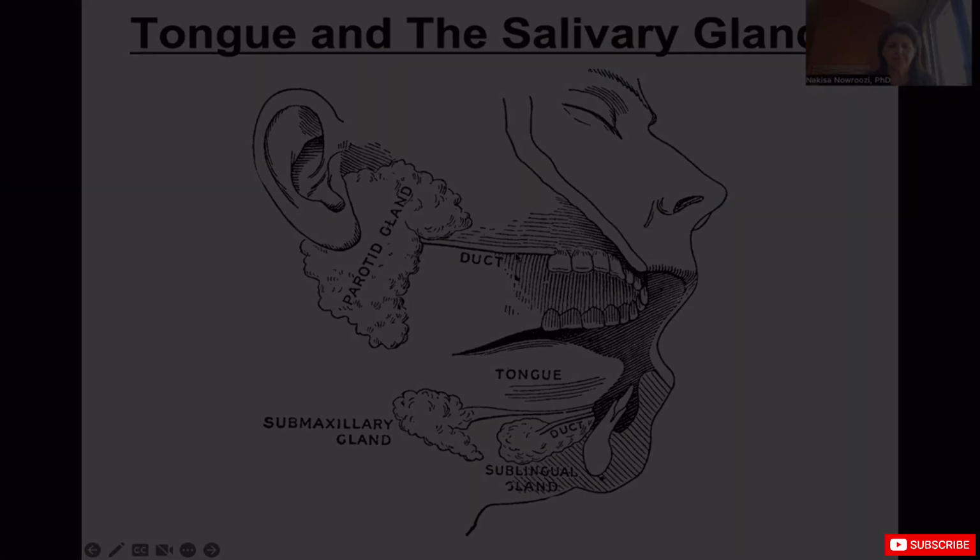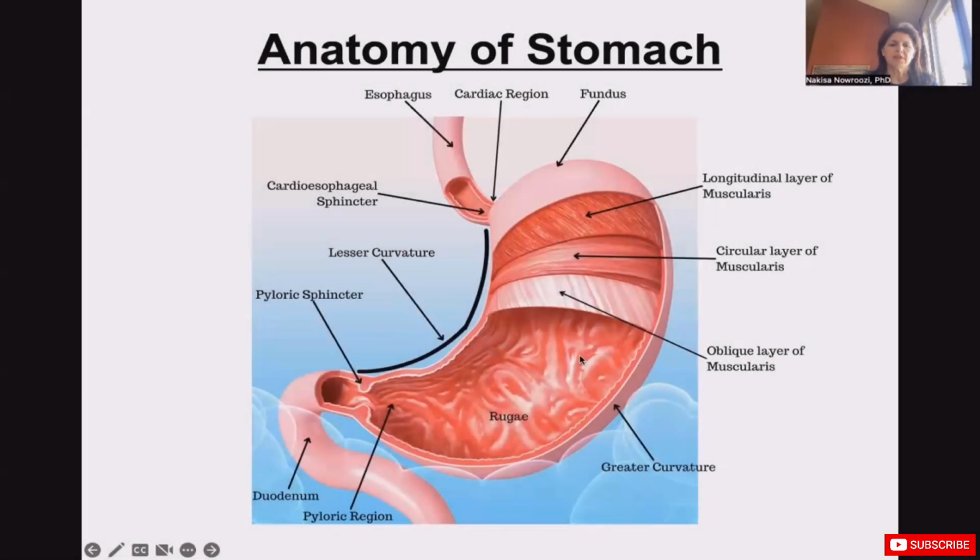Okay, anatomy of the stomach. Again, from the esophagus, we're going to come to the stomach. From the stomach, we're going to go to the duodenum. But we're looking at the stomach. The region on the top, the bulged out region, is called the fundus. The rest is the body of the stomach. You have these folds, rugae, that allow for the expansion of the stomach when you eat a meal.